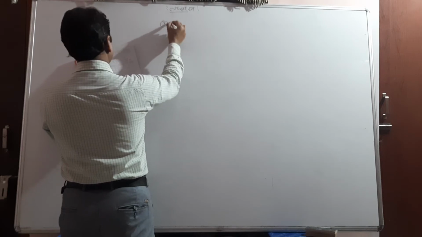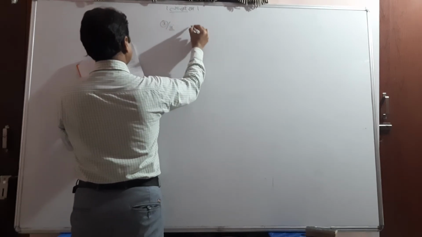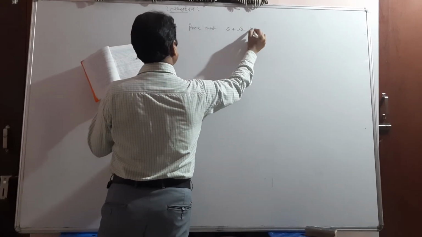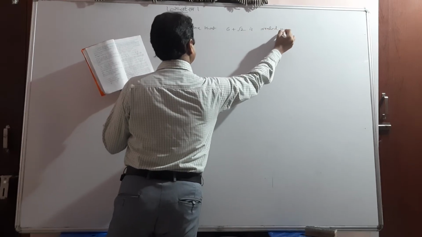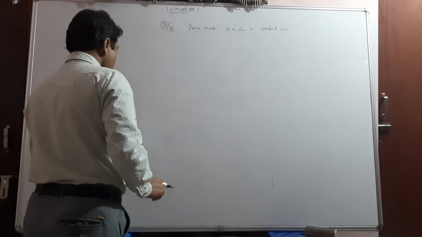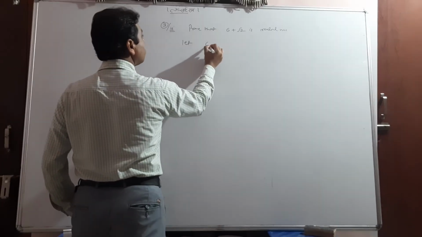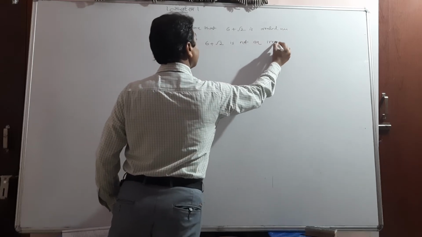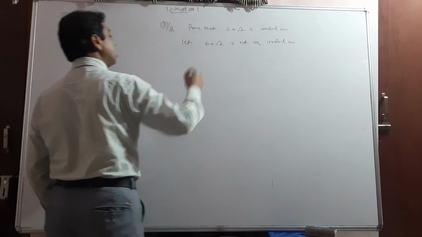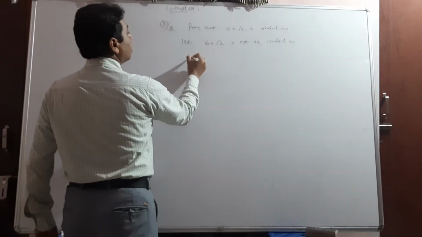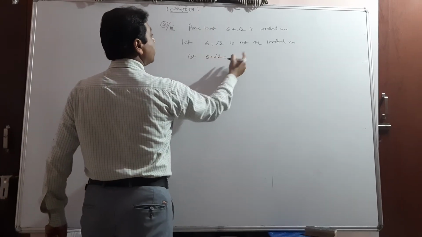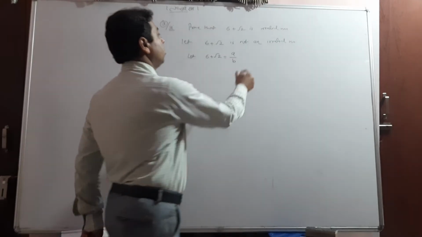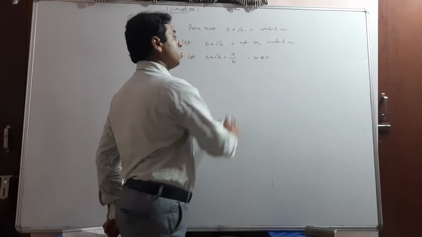Still, I tell you similar questions. Question number 3, which says: prove that 6 plus root 2 is a rational number. How to prove this question? It's very simple. We start with the contrary condition: let it be not irrational. Let 6 plus root 2, when it is not irrational, meaning it is a rational number, be a by b, where b is not equal to 0.